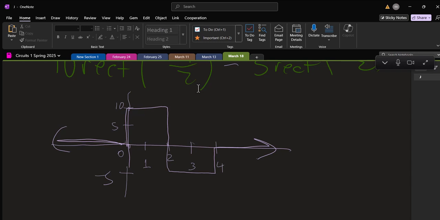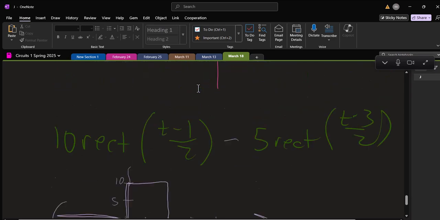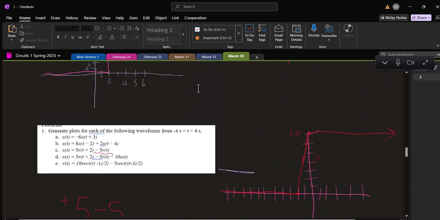Usually, instead of calling things the rect function, they just call them part of a square wave. And so you'll see that in electronics.